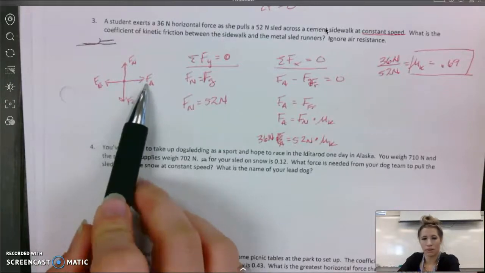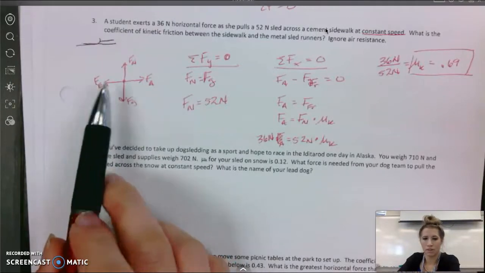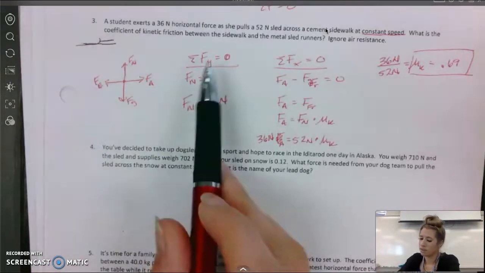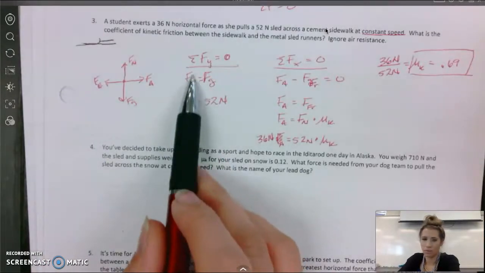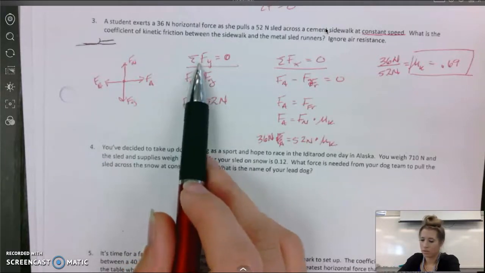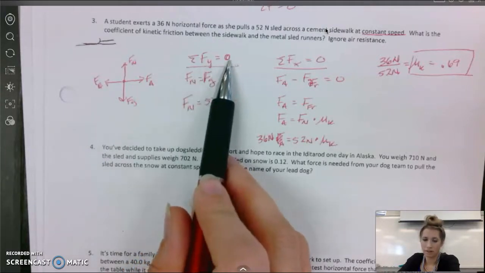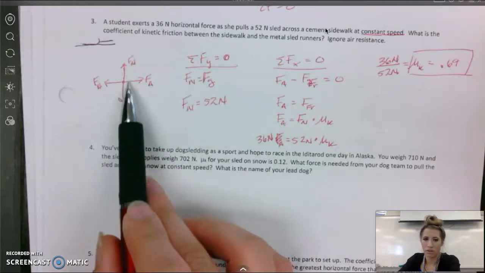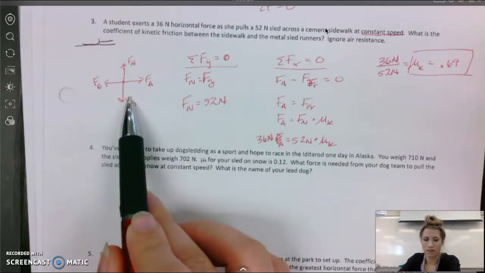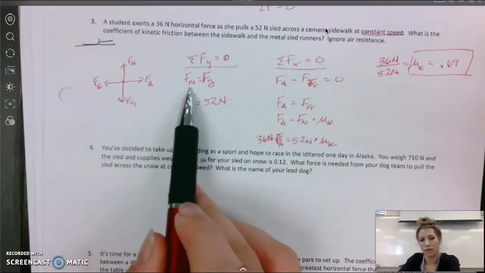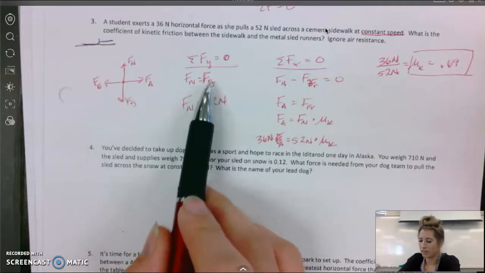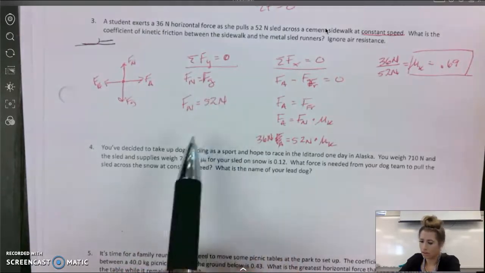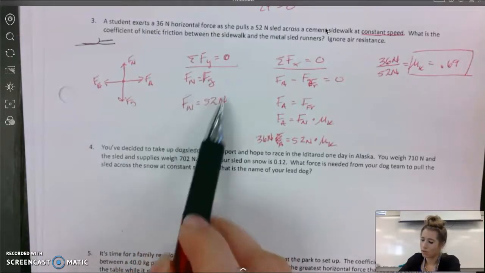So that force applied is going to be equal and opposite to the force of friction. Let's figure out what that normal force is. So sum of the forces in the y is equal to 0. So the sum of the forces would be normal force minus force due to gravity is equal to 0. Or we can add that force due to gravity to the other side. So the force normal is equal to force due to gravity.